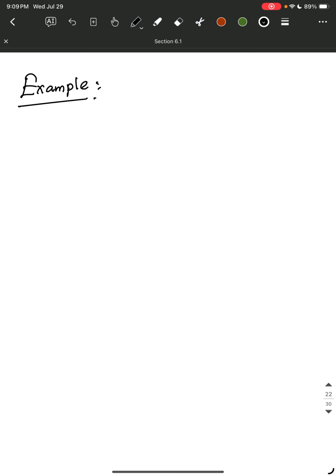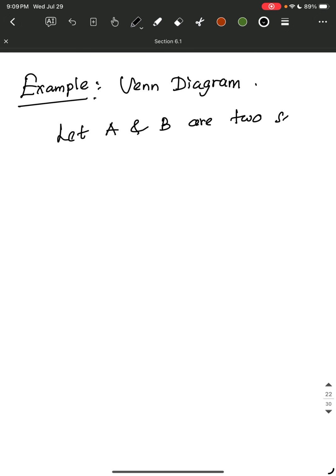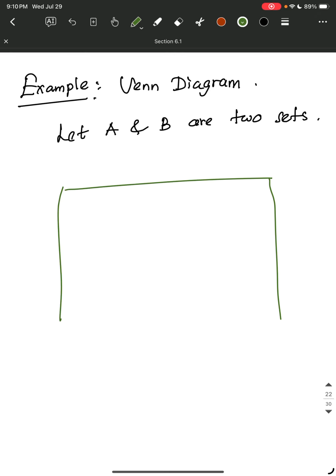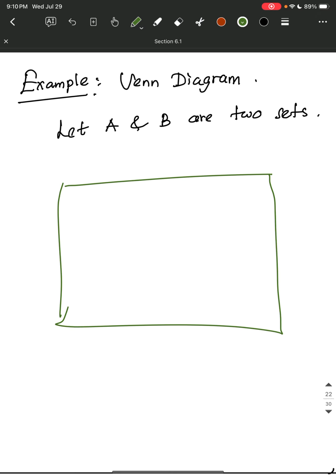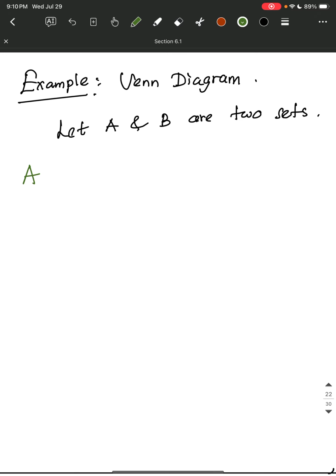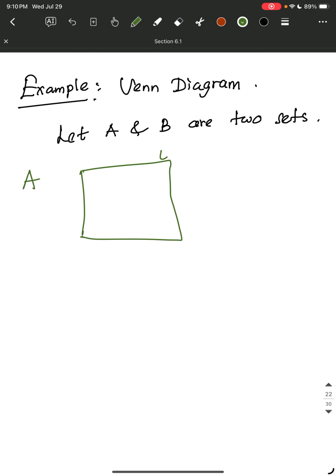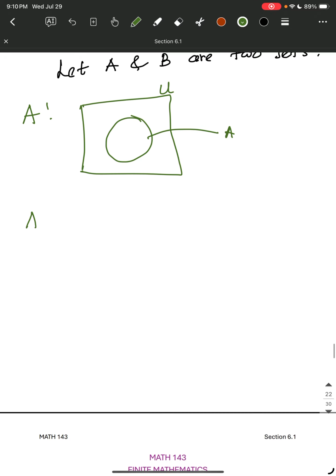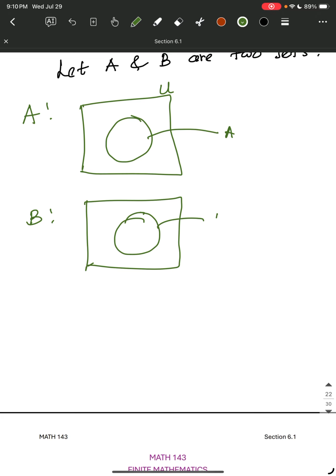Okay. Let's go for the Venn diagram. Let A and B be two sets. Quickly summarize the Venn diagram thing. We have the universal set which represents the rectangle area. Right? Okay, let's go for the set A first. We have the rectangle area, the universal set. Let's say set A. Let's add set B, the second set. Set B, the universal set, right?